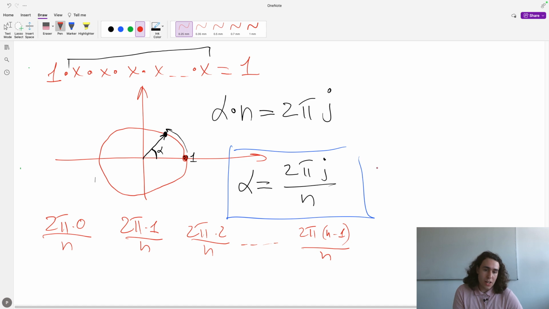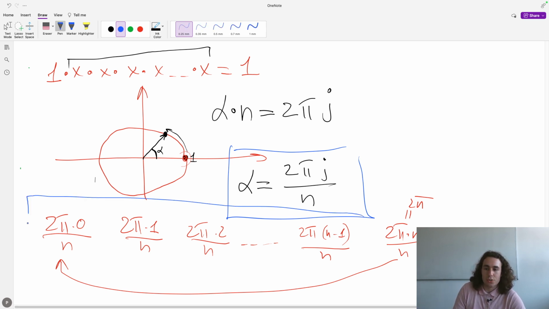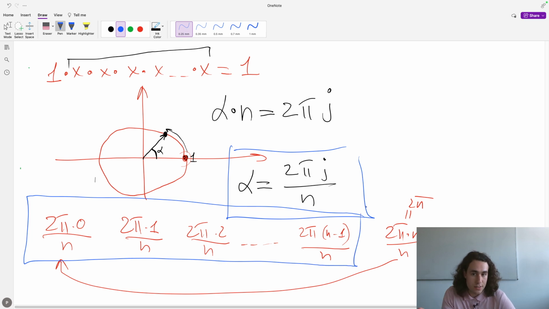Why is it only n minus 1? Because when I do n again, this will be 2 pi times n over n, which is 2 pi. So I came back to 1. So it's the same as this one. And then we're going to be cycled. So we have exactly n solutions. And these are exactly the solutions that we need.